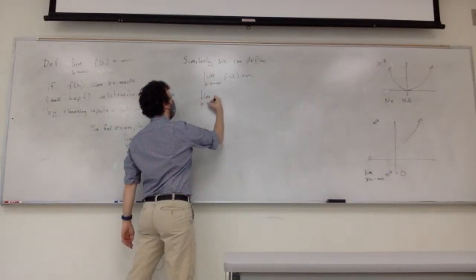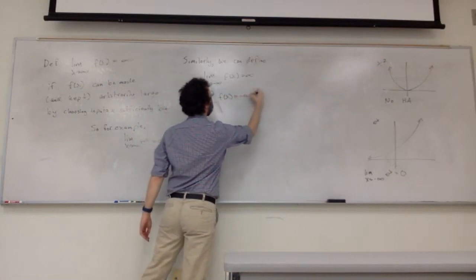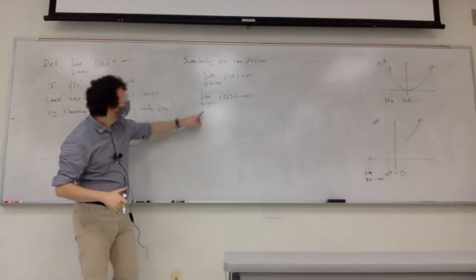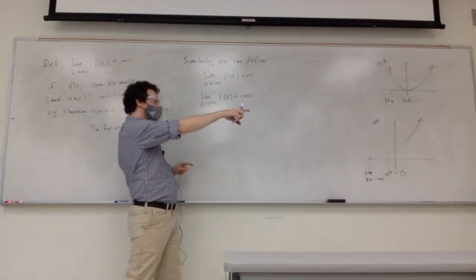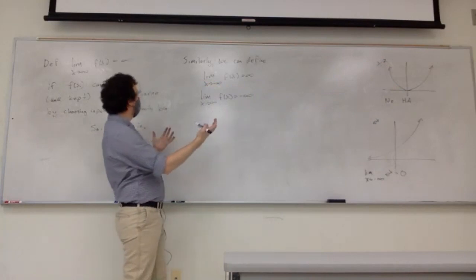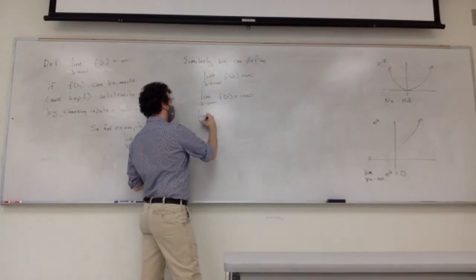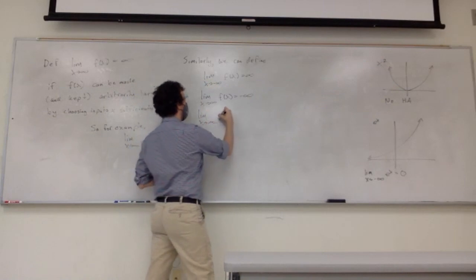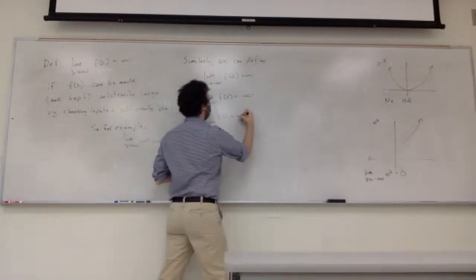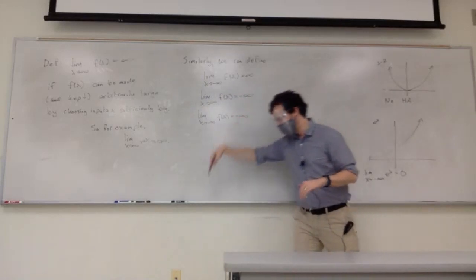We can also have the limit as x goes to infinity of f of x equals minus infinity. This would say as you're going further right, you're going down. And then the last combination of negative signs is you can have the limit as x goes to minus infinity of f of x equals minus infinity, which is saying as you're going left, you're going down.